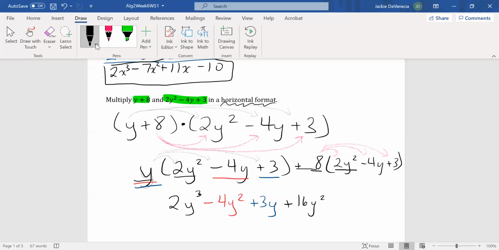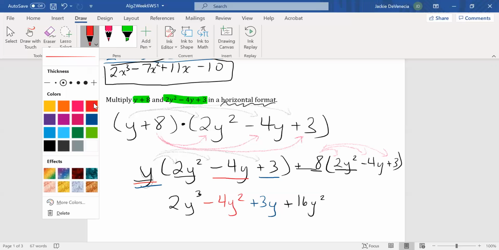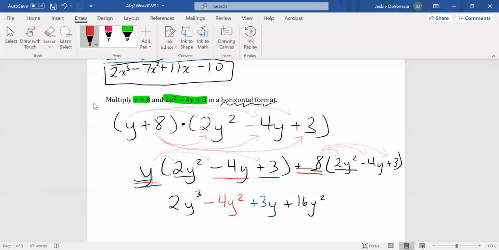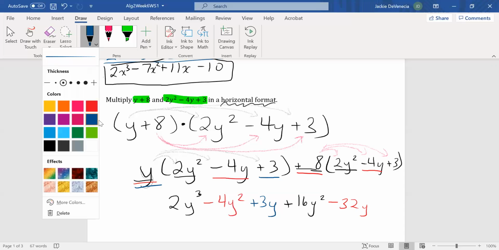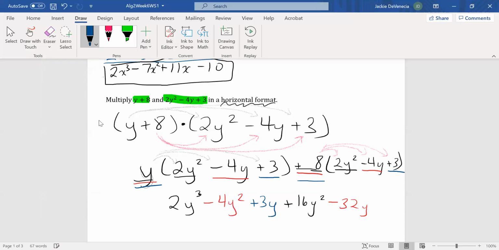There's no variable next to it. Now let's look at positive 8 times negative 4y. This will give me a negative 32y. And now we have to look at positive 8 times positive 3. That's going to give me a positive 24. So I just distributed everything, and now I just want to go ahead and combine like terms.